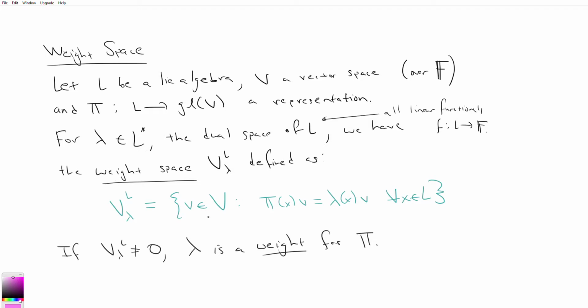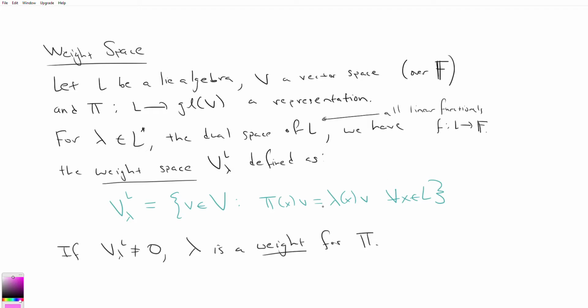V sub lambda of L is equal to the vectors v in V such that pi of x applied to v is equal to lambda of x times v, for all x in L. And so if you look closely, this resembles the eigenvector, eigenspace, eigenvalue stuff that you learned in linear algebra, except we're generalizing the notion. That is, rather than a fixed matrix acting on V, we have a whole bunch of matrices acting on V, and similarly, rather than a single eigenvalue, we have a whole bunch of scalars. But the idea is the same: you act on v with x, and then you get a scalar multiple of v that depends on x, for all x in the Lie algebra.